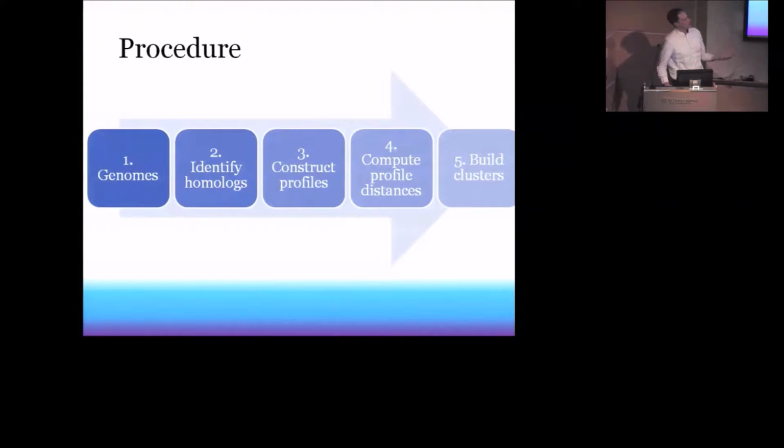And so the general procedure that I'm going to walk you through is like this. First, you choose your genomes. 2, you need to identify your homologs. You need to figure out which genes in each genome are homologous with genes in other genomes. From that, you can build your phylogenetic profiles. Once you've done that, you can compute the distances among your phylogenetic profiles. And then finally, you can build clusters.